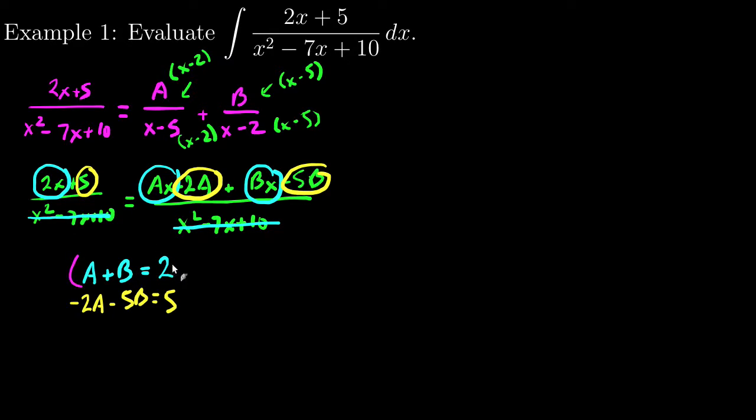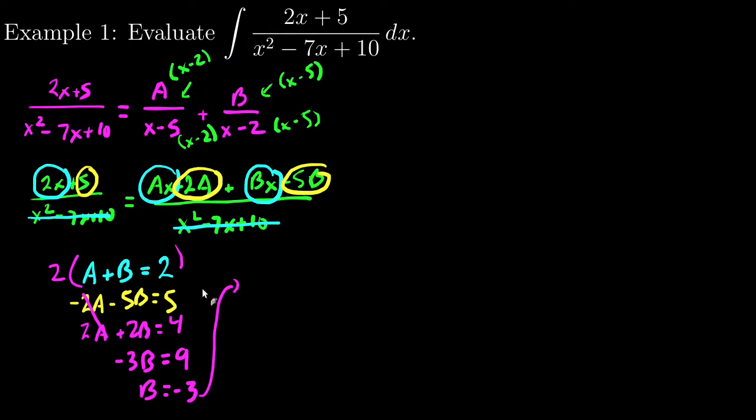To solve this by hand, I'll multiply the top by 2 to get 2a plus 2b equals 4. I will add straight down. The 2a's cancel. I'm left with negative 3b equals 9, which gets me b equals negative 3. And then I'll come back up. I'll use this first original equation and get that a plus negative 3 equals 2, and see that a equals 5. And that's all of the hard work for this problem. So now let's get the answer.